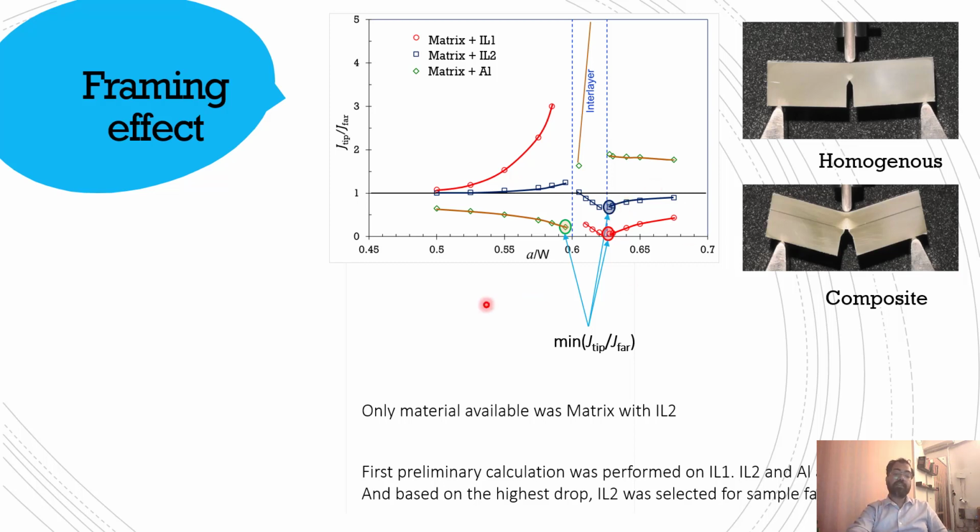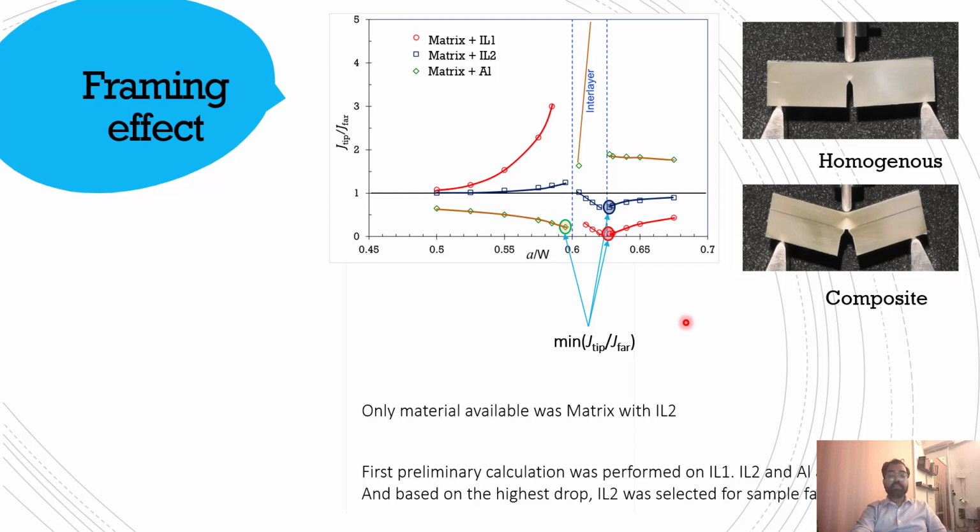If you present the result in a way like, the only material which was available was matrix with IL-2, and that's why we did the experiment with matrix and IL-2, then that does not make much impact on the audience. But you can present the same result with a different story. You can say that this prediction was made before fabricating the samples, and then we found that because IL-2 is giving maximum fracture toughness, we decided to fabricate those samples with IL-2 and then prove it.